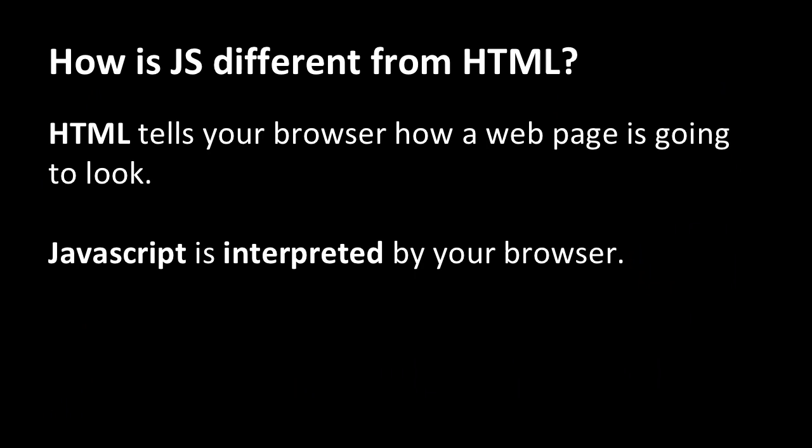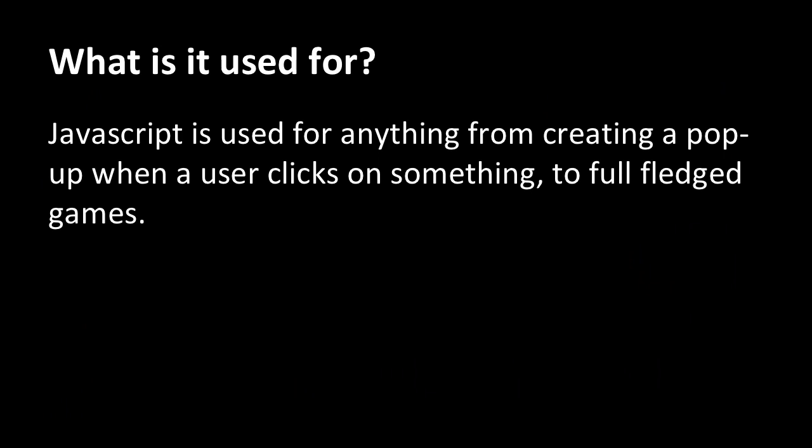So I have a bunch of slides here today. How is JS different from HTML? HTML tells your browser how a web page is going to look, while JavaScript is interpreted by your browser and essentially runs code in your web page to do all sorts of different things and interactions. Usually you use it for something simple like creating a pop-up box when a user clicks on something. Or you can create full-fledged games with it, like Flappy Bird, which I think is a popular one. And now they make 3D games within the browser.